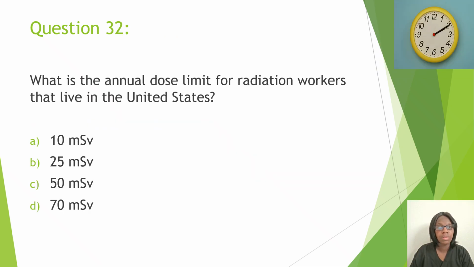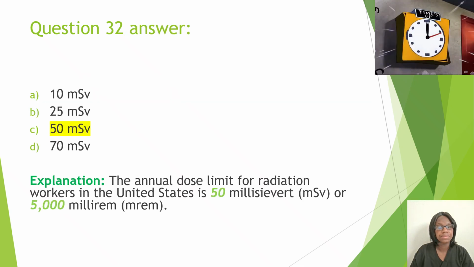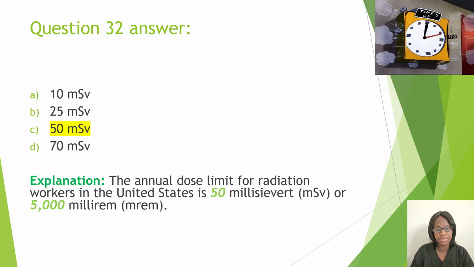Question 32. What is the annual dose limit for radiation workers that live in the United States? 10 mSv, that's millisievert, 25 mSv, 50 mSv, or 70 mSv. So mSv stands for millisievert. Okay, the correct answer is 50 millisievert.